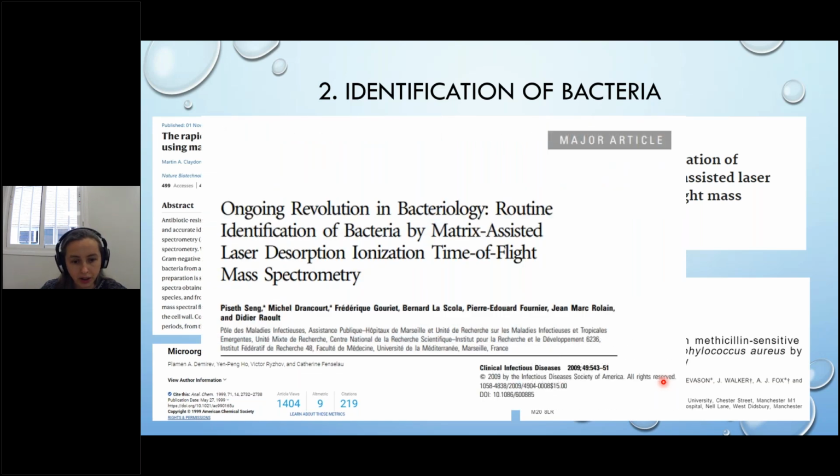And for me, it was also this paper which is for us the starting paper, or the basics about how to implement MALDI-TOF in the laboratory, and how it could be applied to the identification of different bacteria using a very easy methodology.